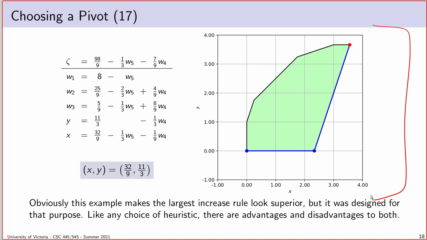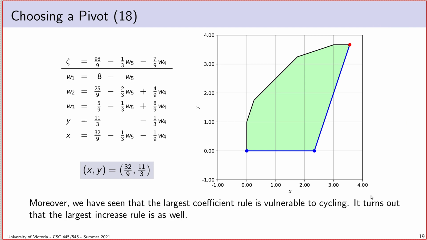And it would be possible to construct an LP where the largest coefficient rule gives us better results than the largest increase rule. And as of this writing, I haven't decided yet whether I'll do that in a live session or whether I'll put that on an assignment. So just wait and see what happens next week.